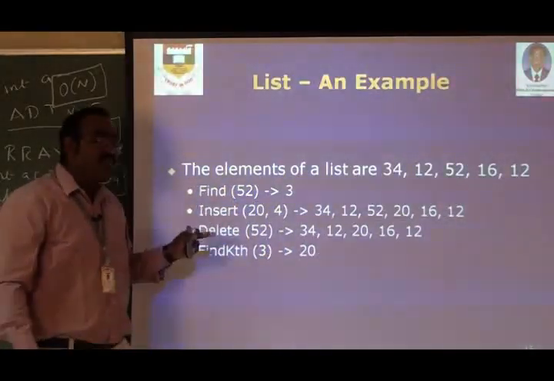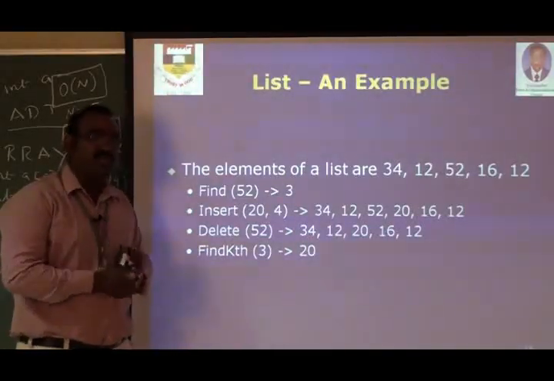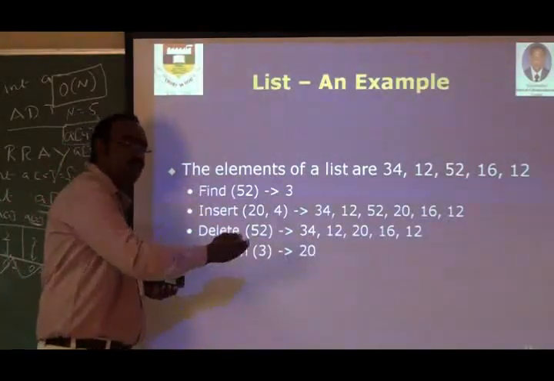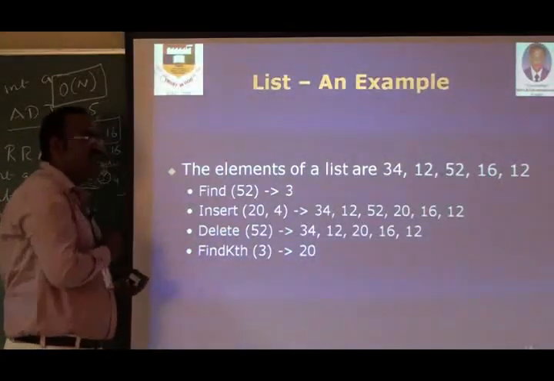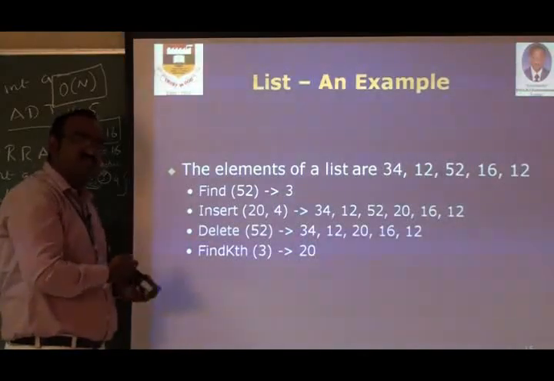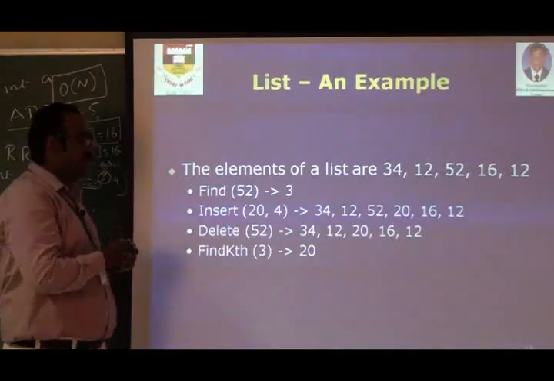So the list is implemented by an array. It's a contiguous memory location. We cannot omit the particular position. So we have to move 20, 16, 12 into the previous position. Initially 20 is in the fourth position. After deleting 52, it comes to third, 16 comes to fourth, 12 comes to fifth position. Now the length of the list is 5 after deleting 52.